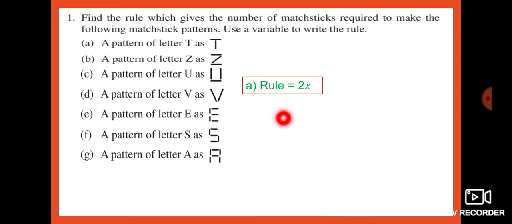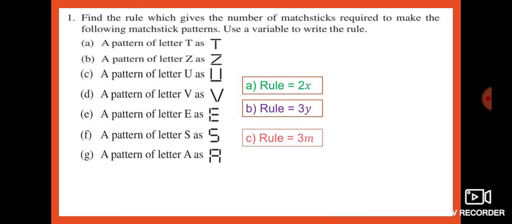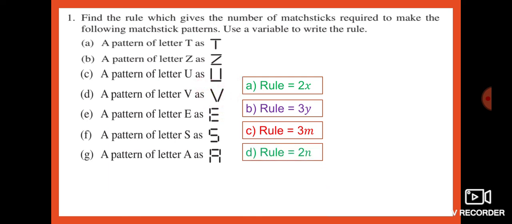Okay, 2x. A pattern of letter Z as 1, 2, 3. So the rule is 3y. Here the pattern of letter U: 1, 2, 3. Again 3. The rule is 3m. Next, the pattern of letter V: 1, 2. We used only 2 matchsticks. 1, 2. So the rule is 2n.